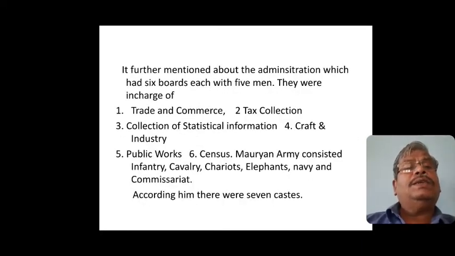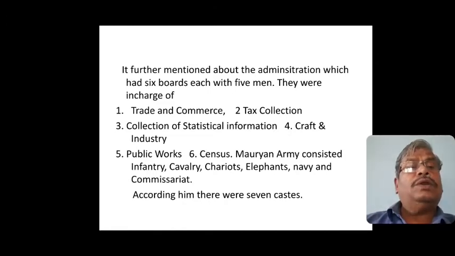It further mentioned the administration of Pataliputra, in which there were 6 boards, each with 5 men. They were in charge of trade and commerce, tax collection, collection of statistical information, craft and industry, public works, and census. So this is how these committees worked on different aspects of society.